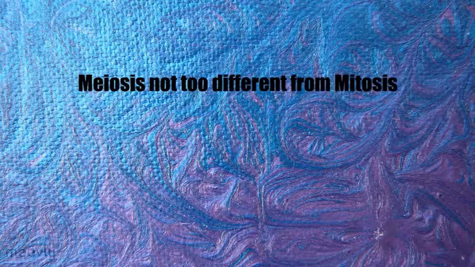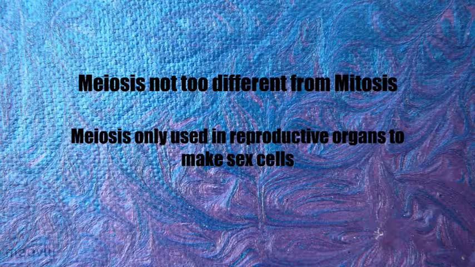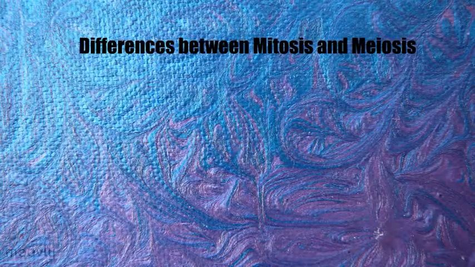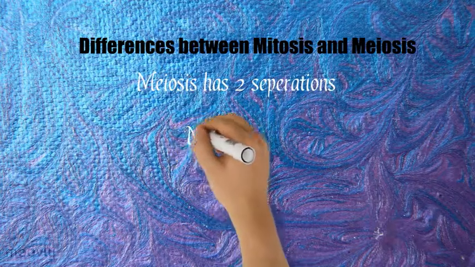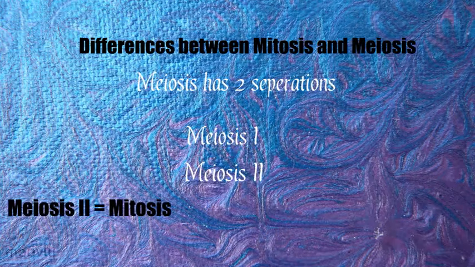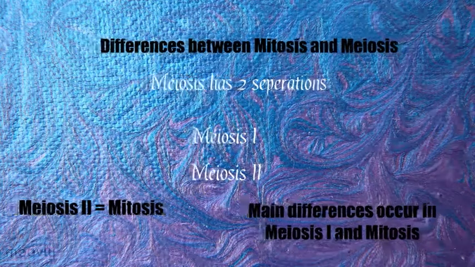Meiosis is really not too different from mitosis. Meiosis is only used in reproductive organs to make sex cells. One difference that happens in meiosis is there are two separations that occur. They are called meiosis I and meiosis II. Meiosis II is pretty much the same as mitosis, so we'll focus on the differences between meiosis I and mitosis.